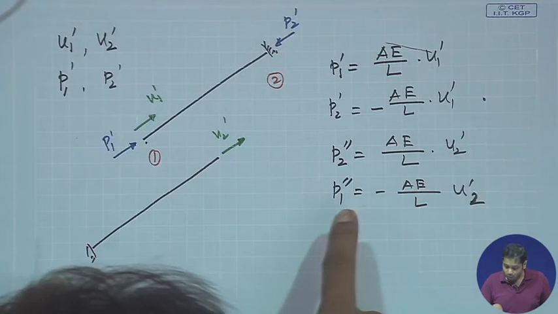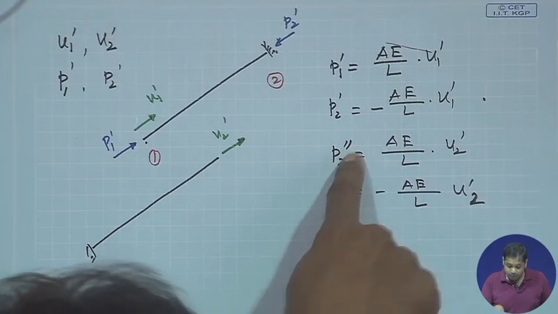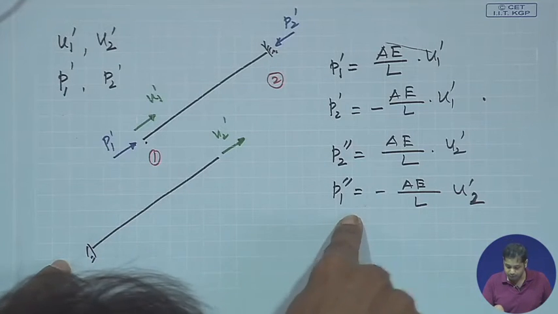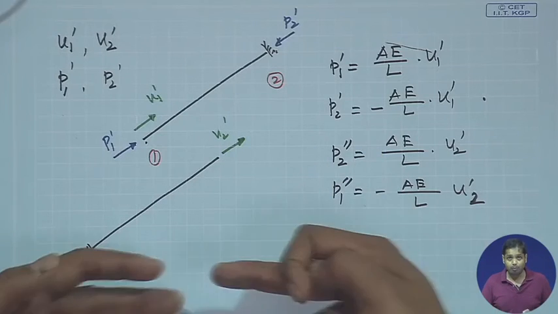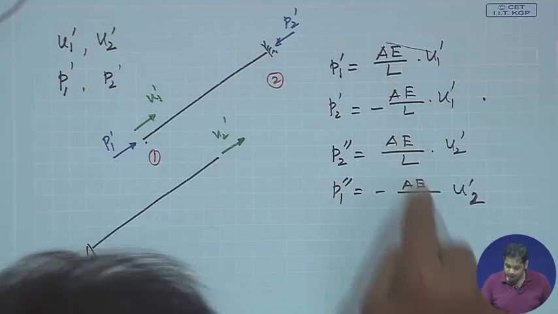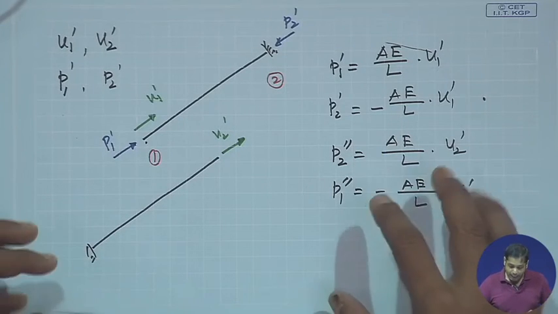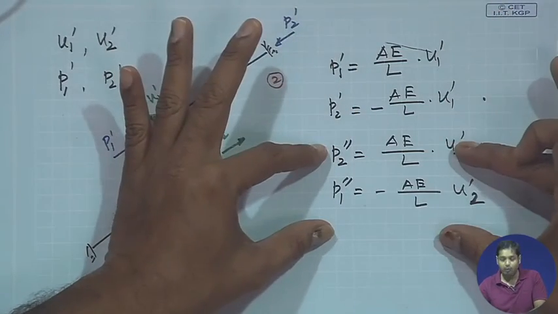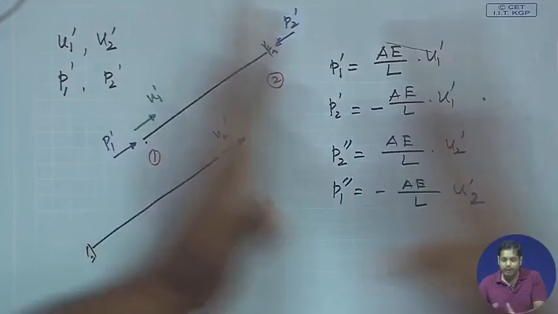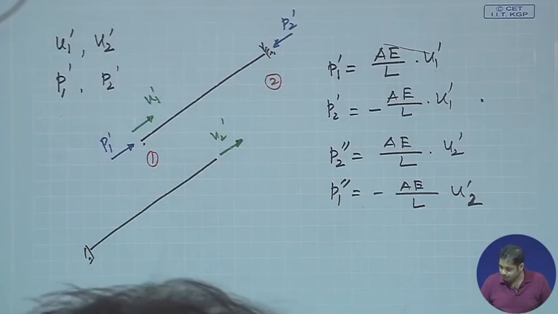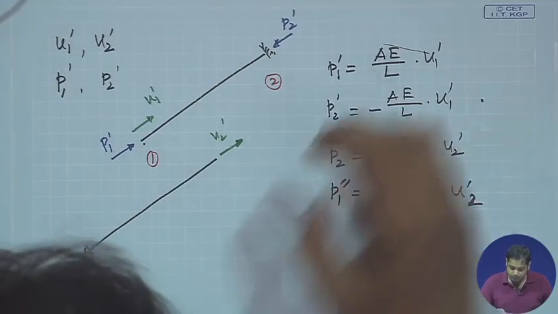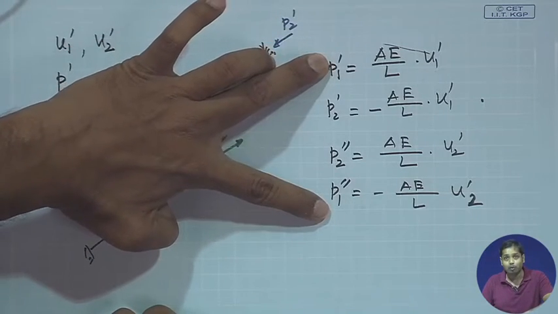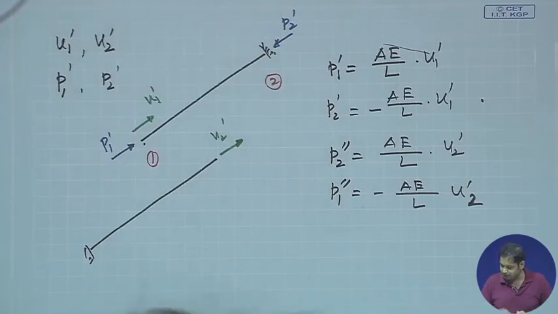And then what happened, now this will cause a reaction at this end, and that reaction will be P1 double dash, which is negative of this, because they are opposite in direction. To maintain the equilibrium, this will be this. Okay. Now this is when your displacement is allowed at 1, and this is when your displacement is allowed at 2. Now when displacements are allowed at both the ends, then the total force at 1 will be this plus this, and total force at 2 will be this plus this, isn't it?